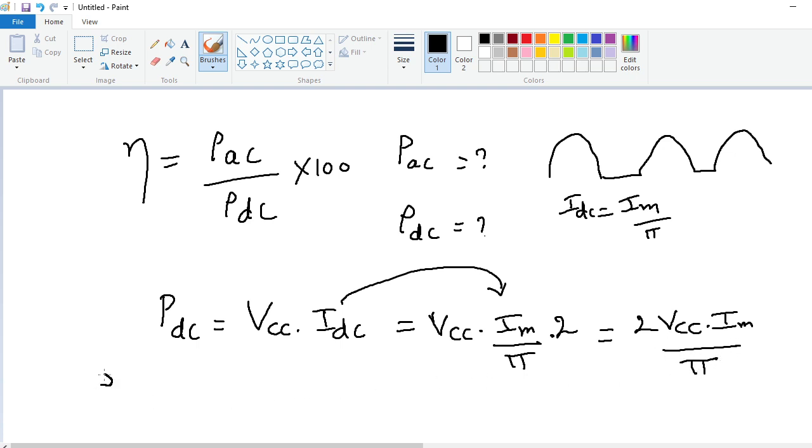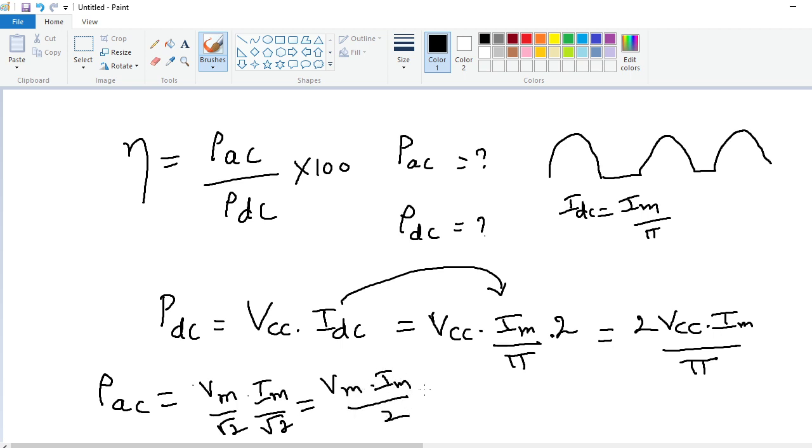Now coming to the PAC, AC output power. So AC output power is equal to maximum voltage Vm into maximum current Im. Okay, but here RMS values are considered. So Vm by root 2 into Im by root 2. That is equal to Vm into Im divided by 2.